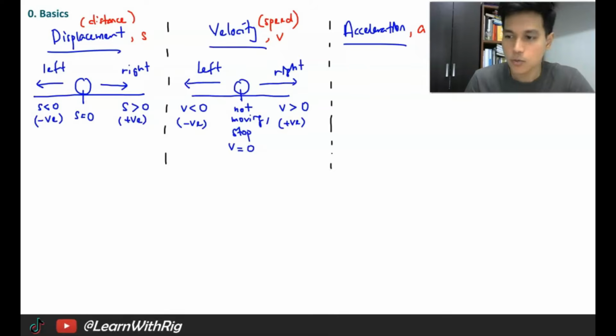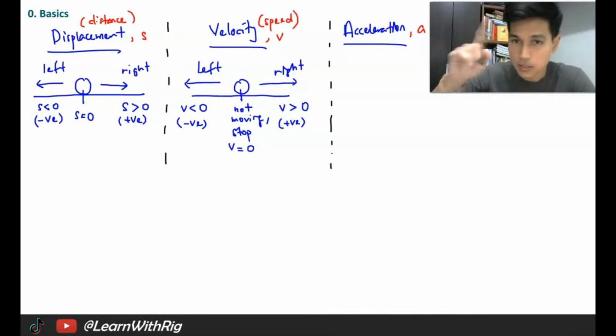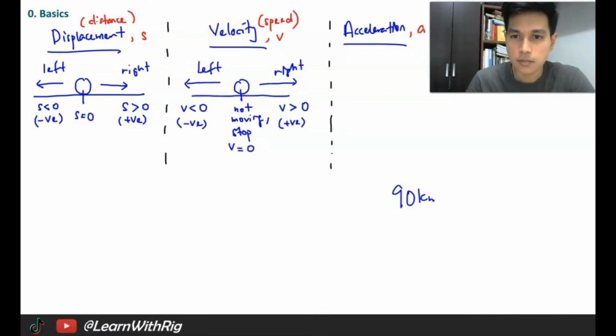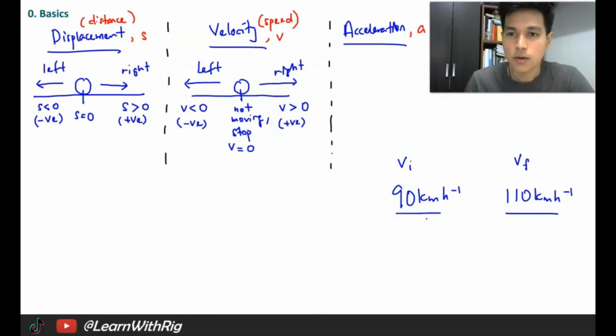So for example, let's say you are traveling to Penang. You see your father driving. Your father at first is driving at his speed. You see his meter. He's driving at 90 kilometers per hour. Then after a while, when you see his meter, you notice he's driving at 110 kilometers per hour. So his initial velocity is 90, right? And then his final velocity is 110. So there is a change of speed, correct? It went from 90 to 110.